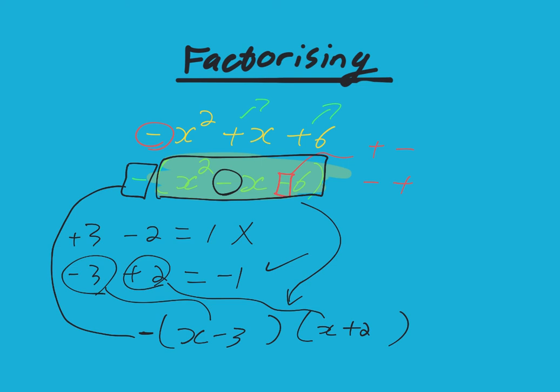So to recap, all we're doing is we're dividing by a negative from this step to this step. We're just dividing by a negative, and that just flips all the signs. And then we treat this interior bracket as we would normally treat a quadratic. We would just factorize that normally, and then we remember to bring this negative sign down again when we're done.